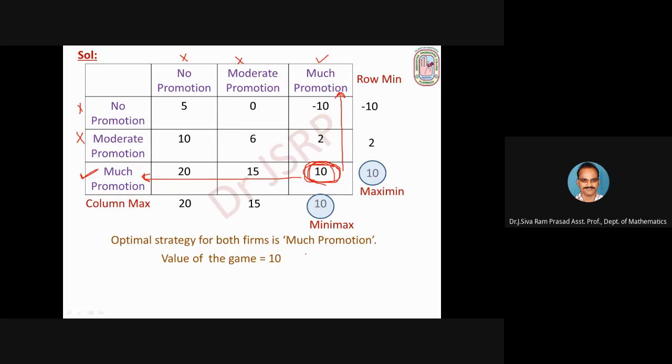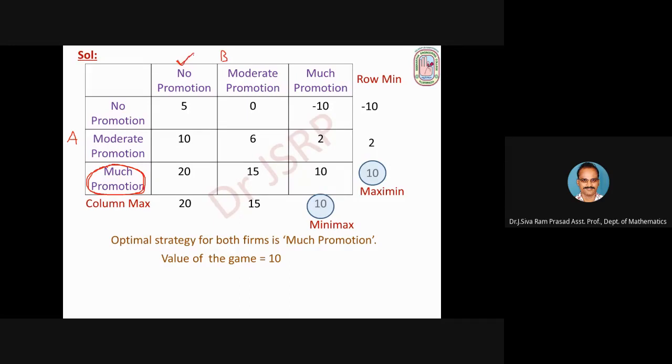Okay. So what is the meaning of this solution? Suppose firm A follows theory. Firm A follows theory, and firm B does not follow theory. Since firm A follows theory, firm A always selects much promotion by theory. B does not follow theory. Suppose by random B selects no promotion.